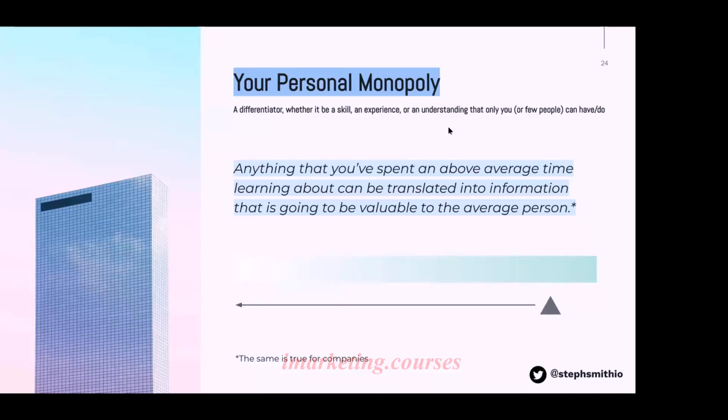The advice I'd like to give is that the easiest way to have a differentiator is to talk about something you know really damn well. You don't need to be the Olympic athlete, meaning you don't need to be the absolute most knowledgeable person about this. But if you have spent an above average time learning something, that knowledge can be translated into information that's valuable to the average person.